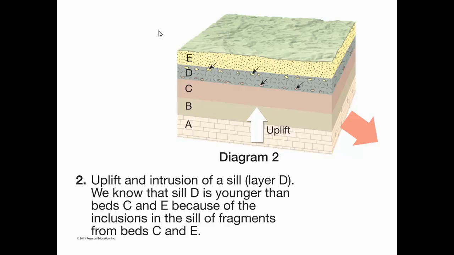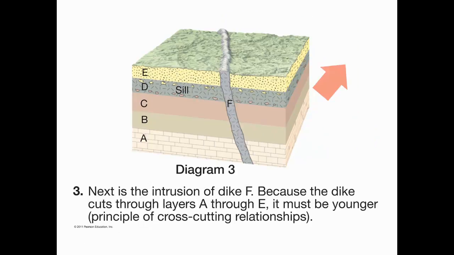The uplift has caused the C's to retreat, exposing the surface to weathering and erosion. Now the next thing that happens is we get intrusion of dike F. We know that dike F has to be the youngest of all of these rock formations, because dike F cuts through all of these different units, including sill D. And so in this case, F is the youngest, and this is simply the principle of cross-cutting relationships.